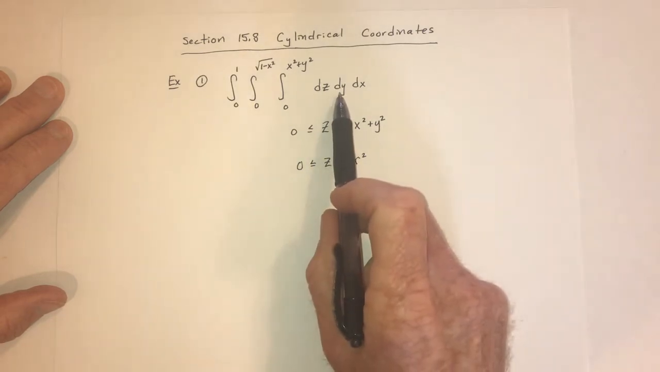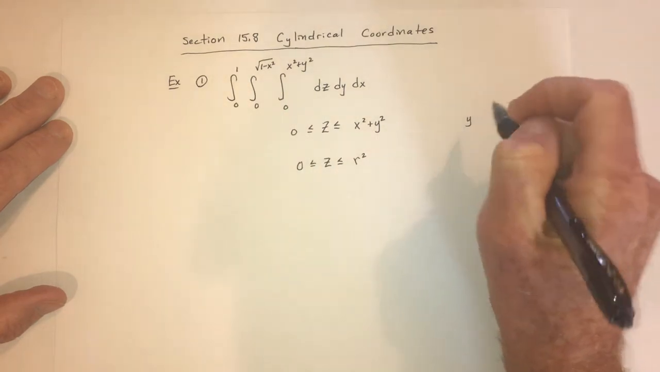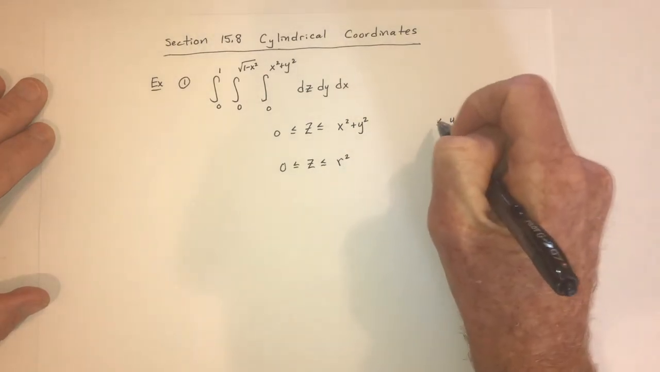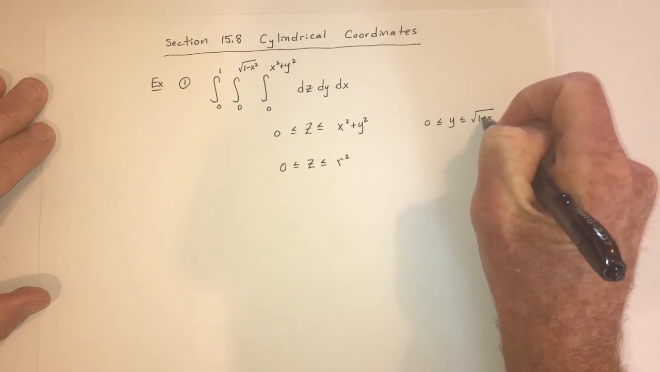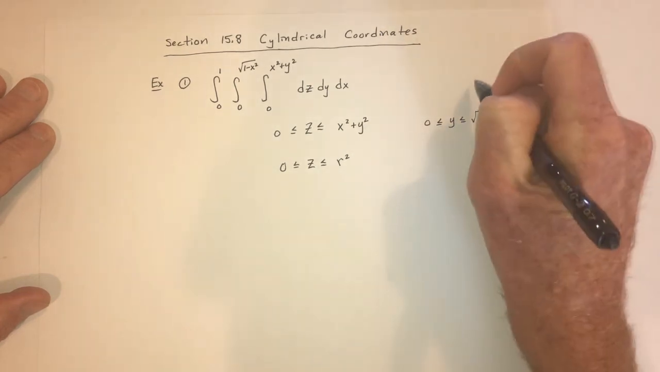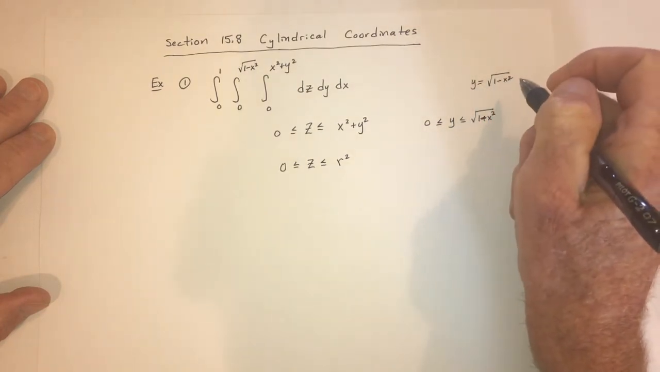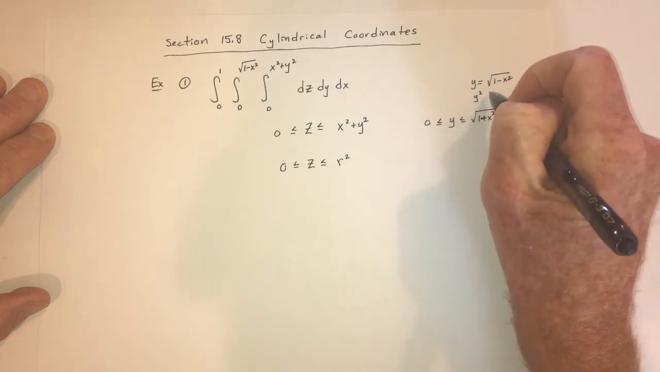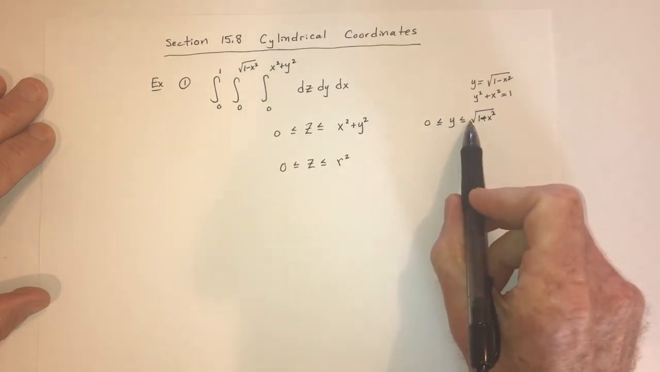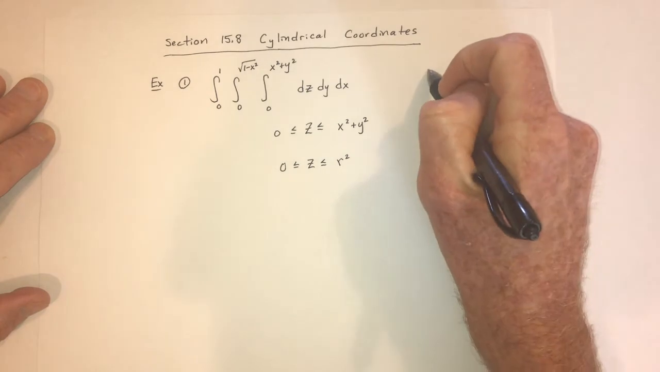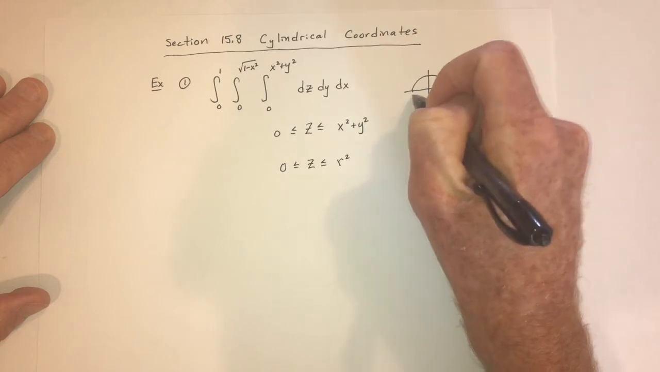Now this part says that y goes from 0 to that thing. So y ranges from 0 to the square root of 1 minus x squared. And if you have y equals the square root of 1 minus x squared, and you square both sides, then you'll see that this is actually talking about a circle of radius 1. Because it has only the positive square root, that means it's only the top half of the circle. So it's talking about the top half of a circle with radius 1.